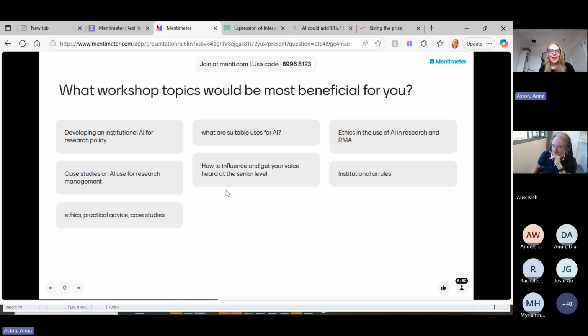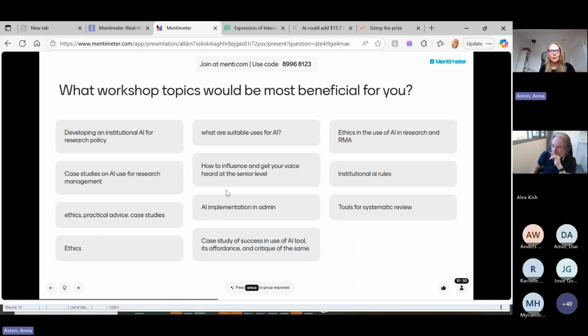It has to be worked on. There are a lot of initiatives looking at how we can enrich the existing data to make the tools better and their responses better as well. Okay, so let me see here, developing an institutional AI for research policy.